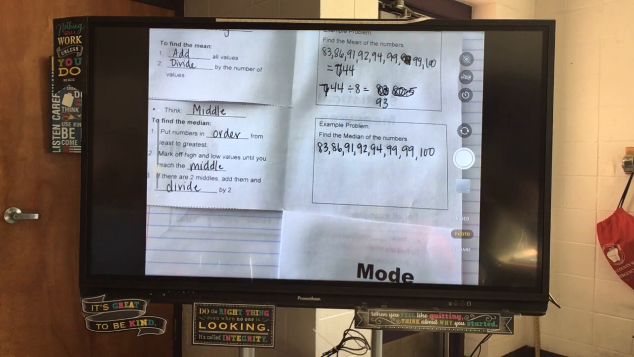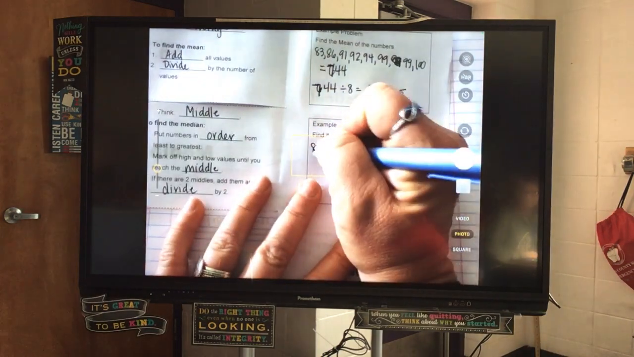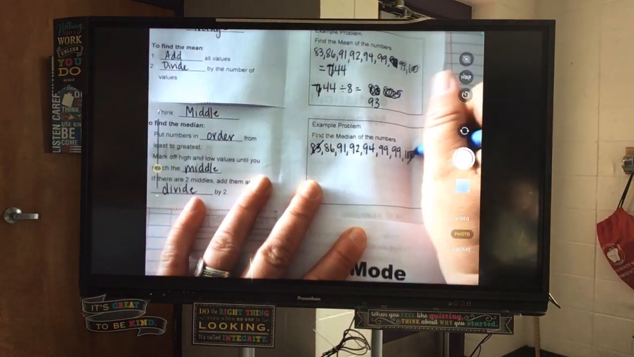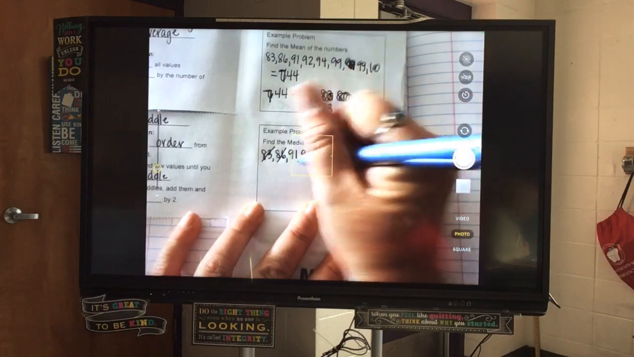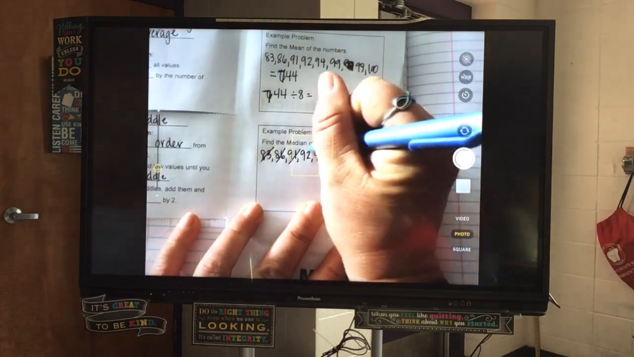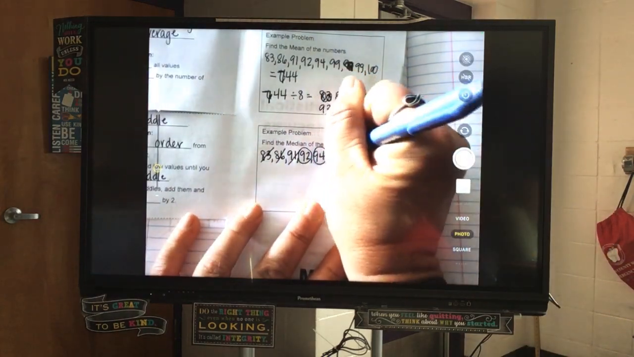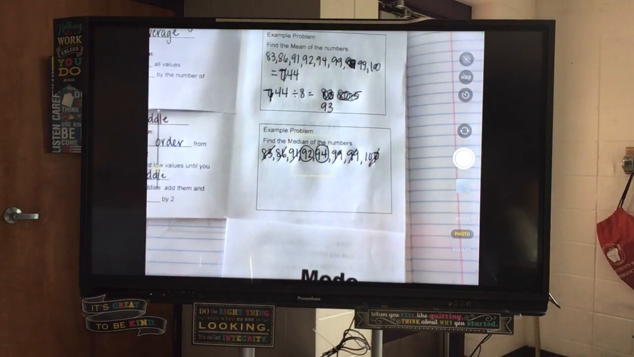What do we do? Mark off behind the lines and finish the middle. Okay, so I'm gonna start 83, then I go to 100. 86, 99, 91, 99, and I'm left with 92 and 94. So I'm circling both of those.